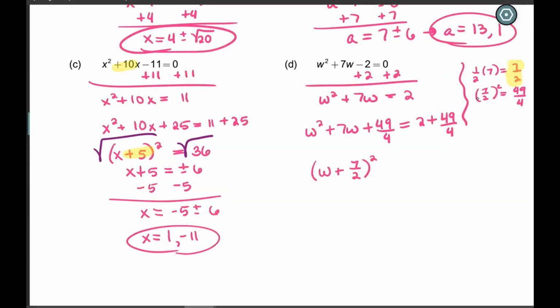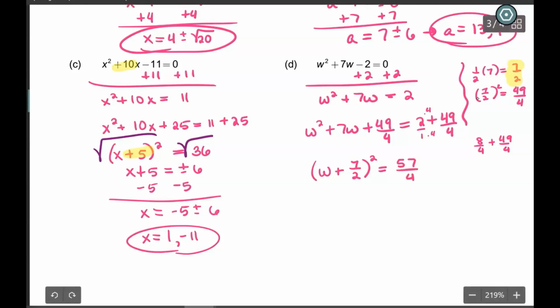7 halves squared. Okay, 2 plus 49 over 4, you can use a calculator, or make this 2 over 1. So I'd multiply the top and the bottom by 4 to find a common denominator. So I'll have 8 fourths plus 49 fourths. So that's going to be 57 fourths. Okay, we go to take the square root.